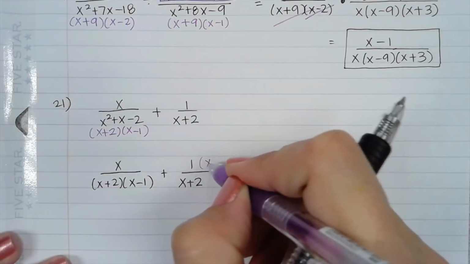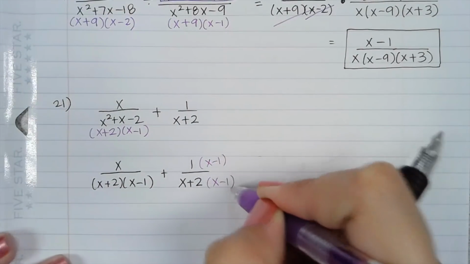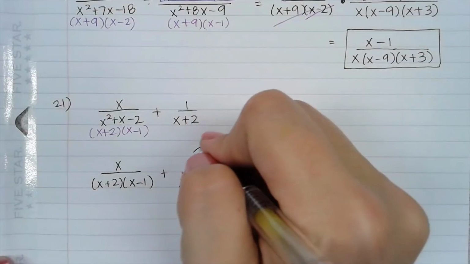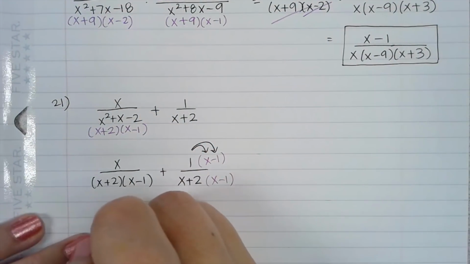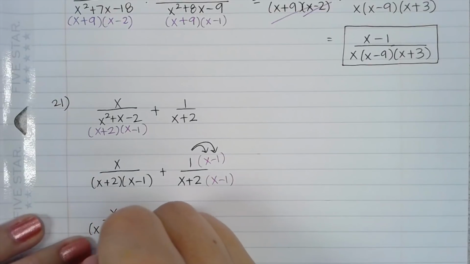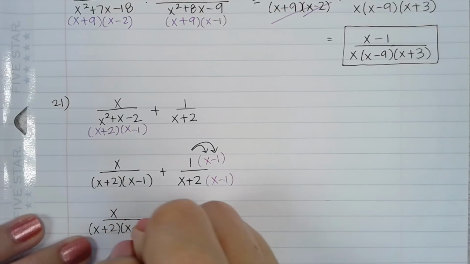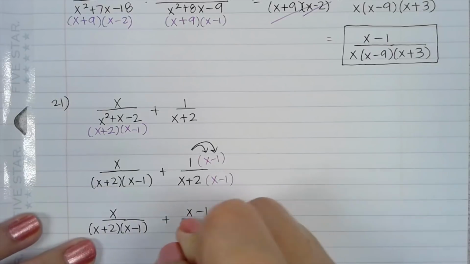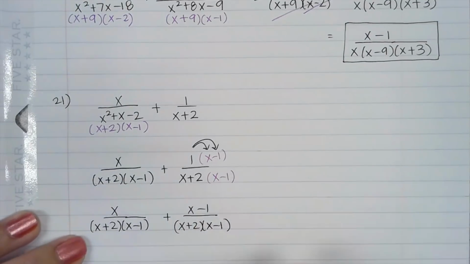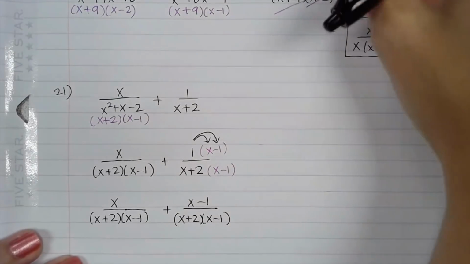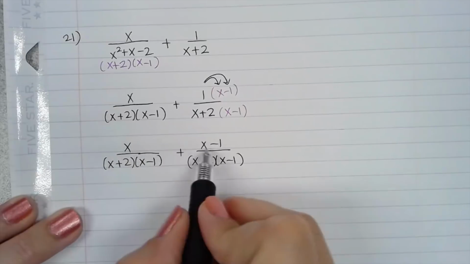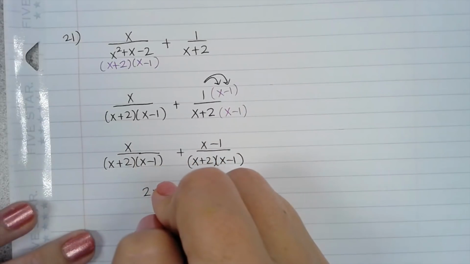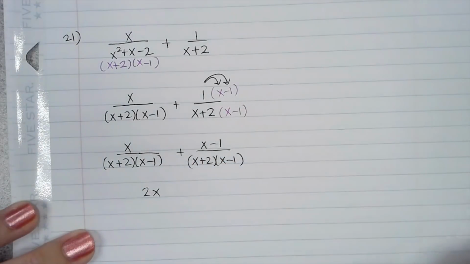And now to make them have an LCD, this one needs the x minus 1. And so here I'll distribute. So this is going to turn into x over x plus 2 times x minus 1. And then this one's going to turn into x minus 1 over x plus 2 times x minus 1. And now that I've made the bottoms match, I'm ready to add them together with one another. So I'll do top plus top. x plus x gives me 2x. The 1 doesn't have anything to add with, so it just stays minus 1.